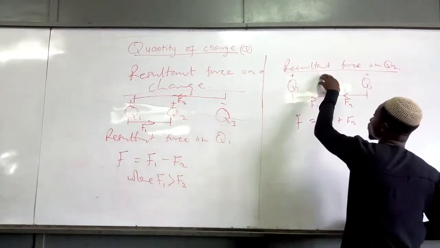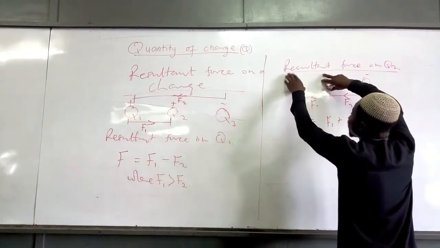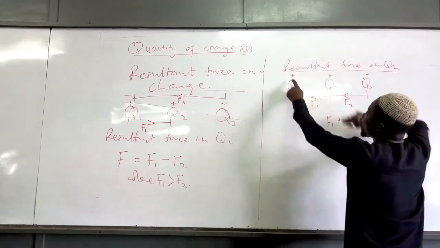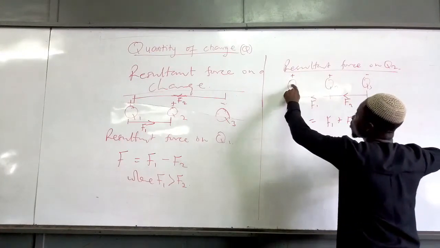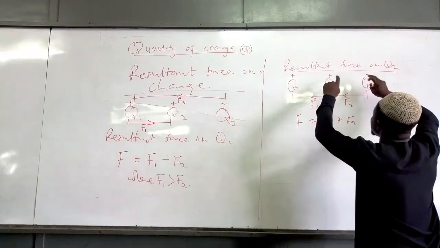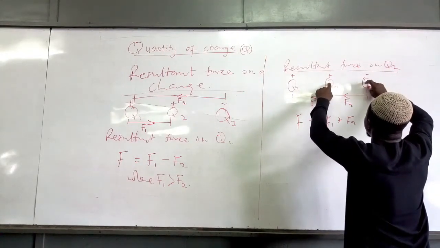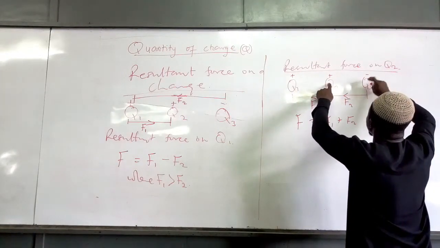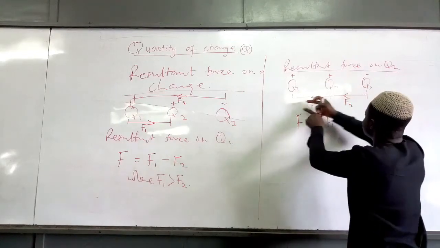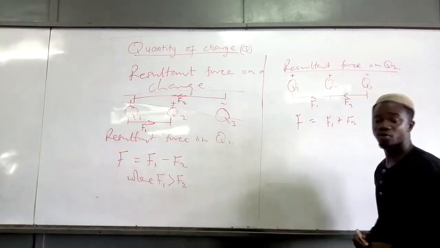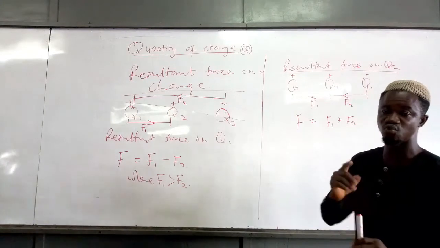We are looking for the resultant force on Q2. So this charge, will it move away or move closer? Because of positive, positive, there's a repulsion, so this one will move away. Because of positive, negative, between this charge and this charge, this one will move towards it. This way. So the two forces are pointing in the same direction, so we add them.